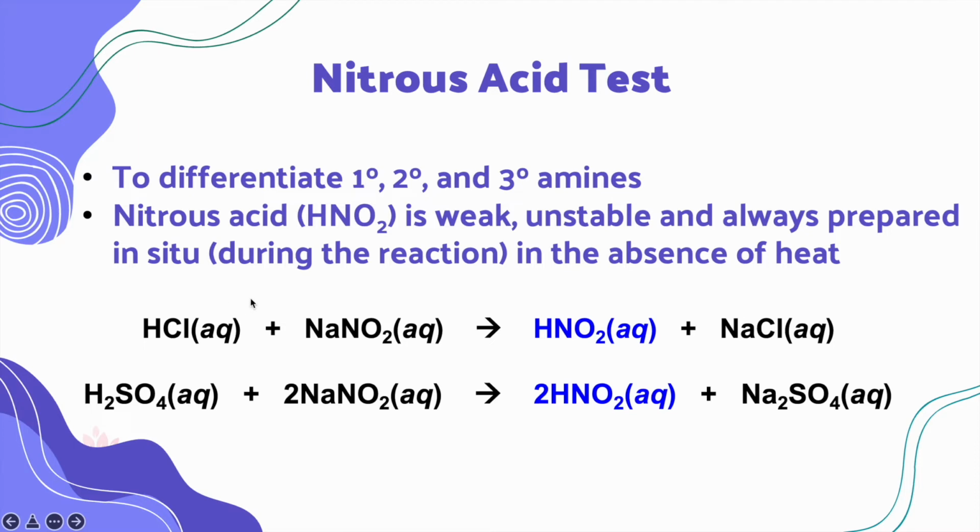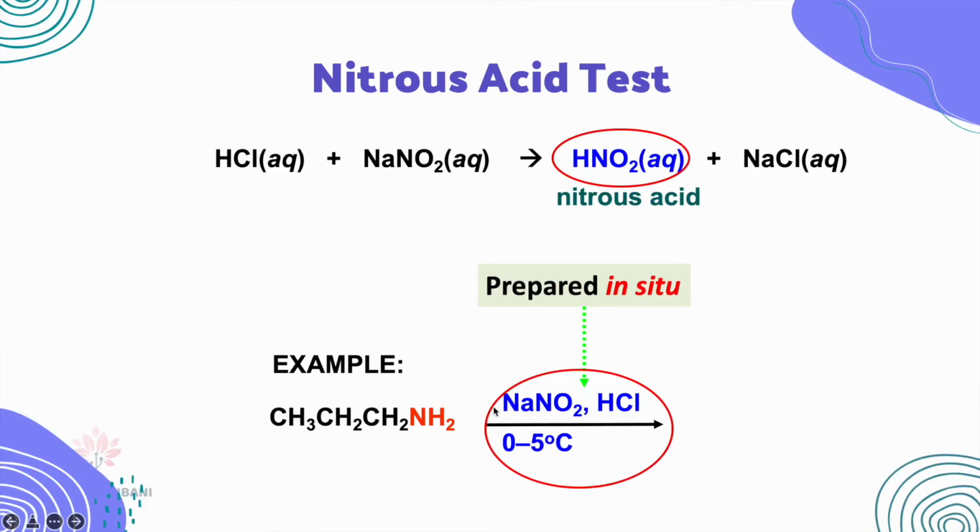not prepare HNO2 first and then react with the reactant. Incorrect. You have to use the HNO2 that is prepared during the reaction. These two are the ways to prepare HNO2. HCl reacts with NaNO2 to produce nitrous acid. H2SO4 can be used as well to react with NaNO2 to produce nitrous acid. This is what in situ means.